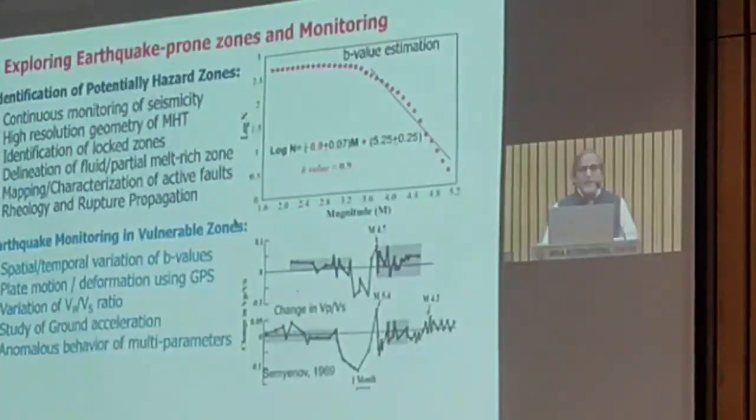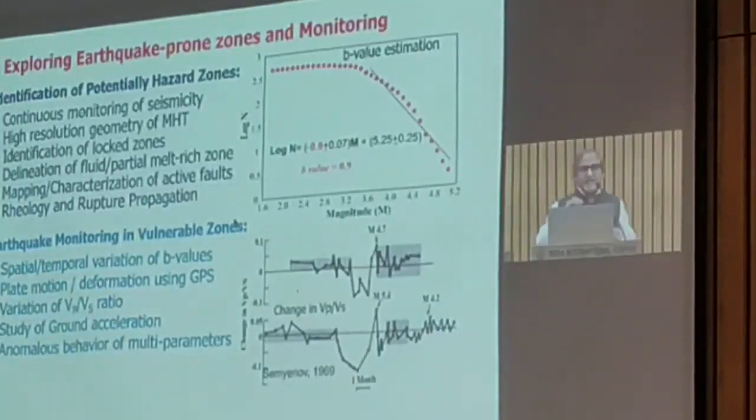How will we be able to know which region of the Himalayan part is prone to seismicity? For that, we have done extensive work for the identification of the potential hazard zones. If we look into the continuous monitoring of the seismicity, high resolution geometry of the MHT, I showed that MHT, that ramp structure and fluid presence are very, very important to understand the seismicity pattern in the region. Identification of the locked zone beneath, as shown in the frontal part of the Himalaya, that the entire Indian plate and the overriding plate are locked, they are not able to move.